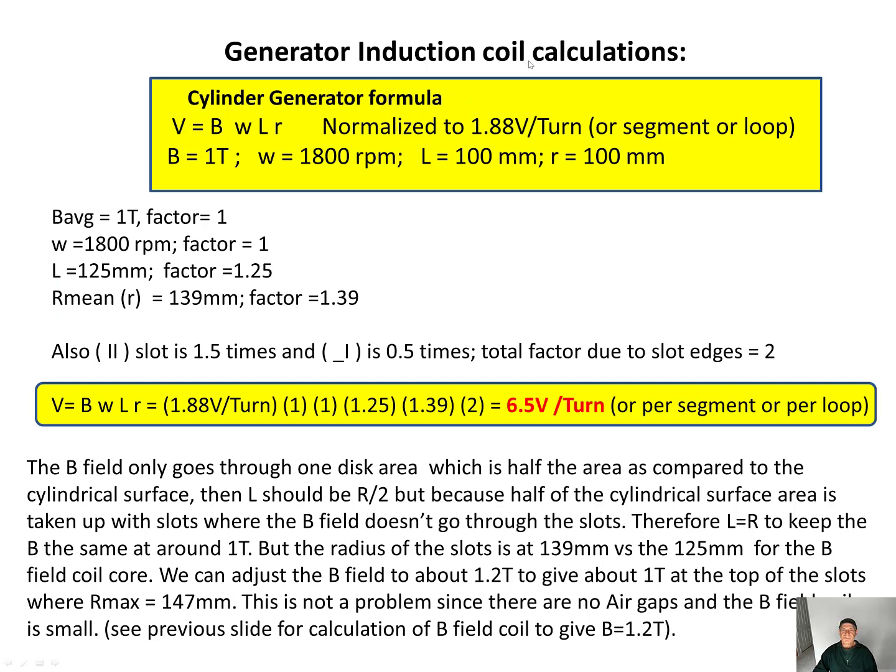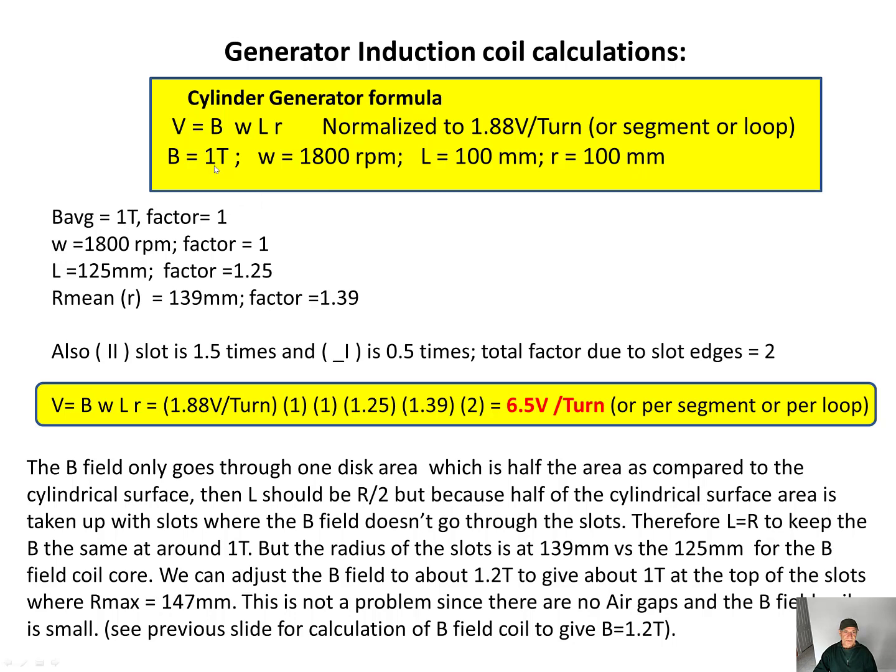So, generator induction coil calculations. Voltage is equal to B W L R, normalized to 1.888 volts per turn. That's for when B is at 1 Tesla, W is at 1800 RPM, L is 100 millimeters, and R equals 100 millimeters. For the B average, we use 1 Tesla.